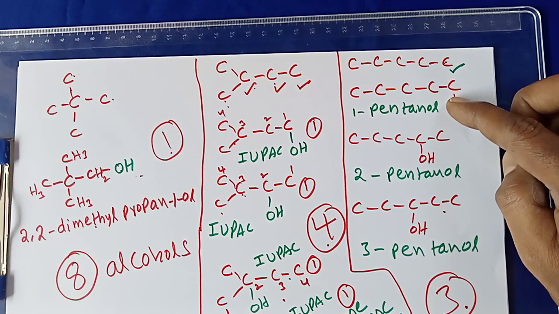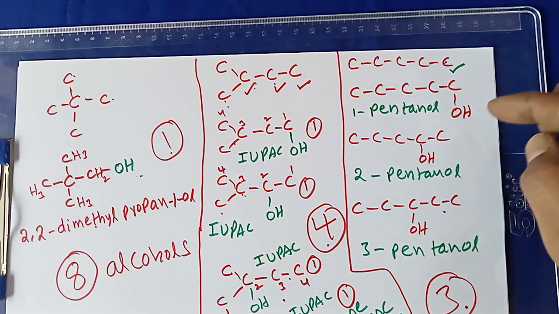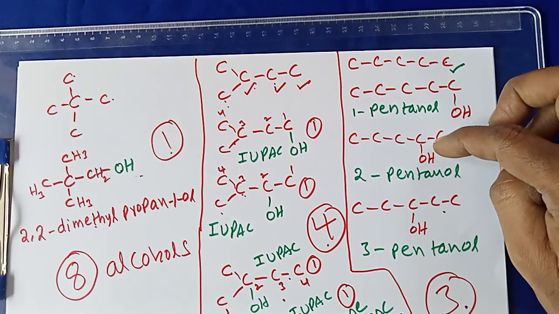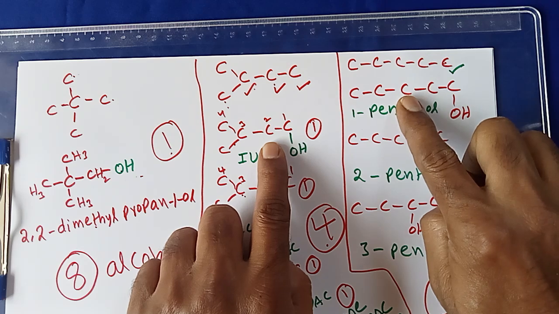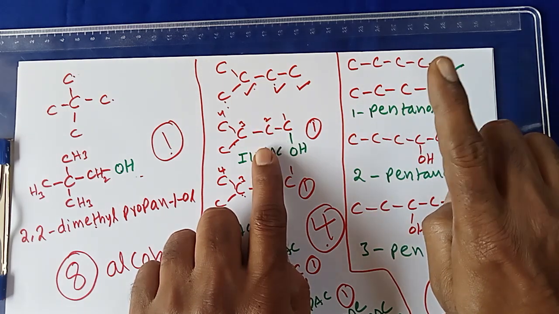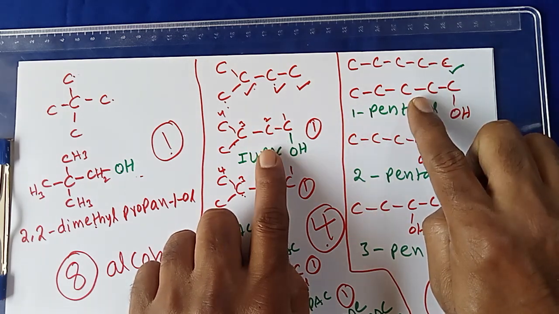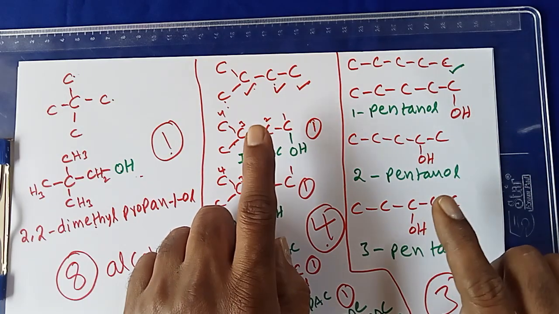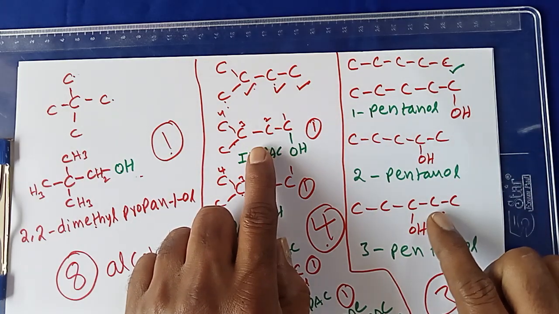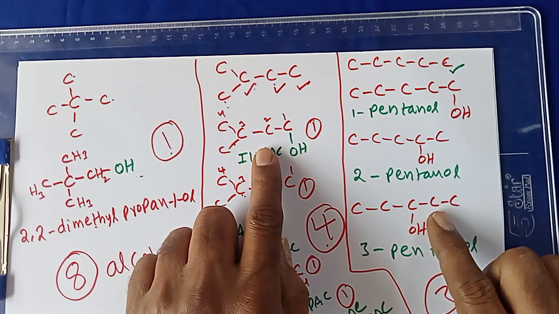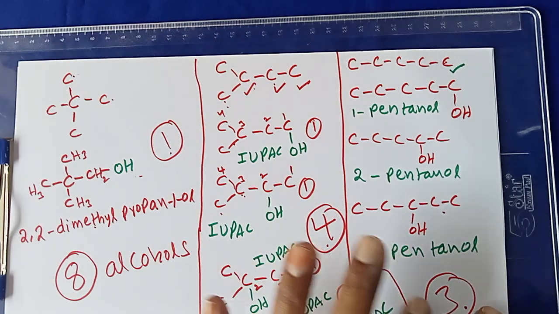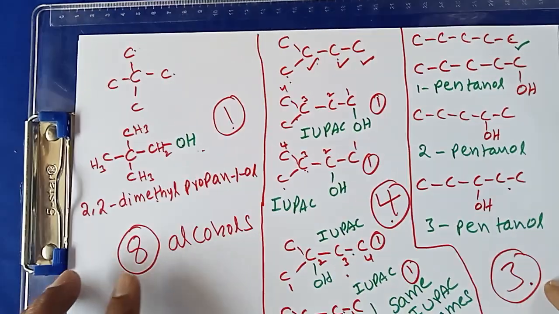In chain isomers, what is the important point? Carbon chain different. These two carbon chains are different. That's why these two are chain isomers. This is the way. This is also useful to predict the chain isomers. So we are in number of isomers. 8 alcohols we got it.